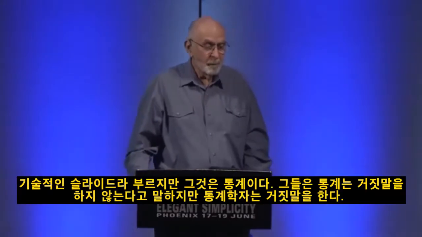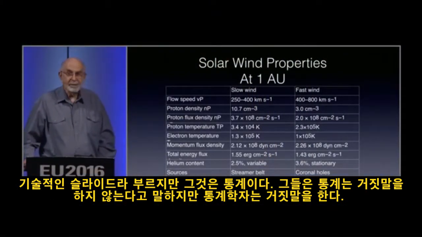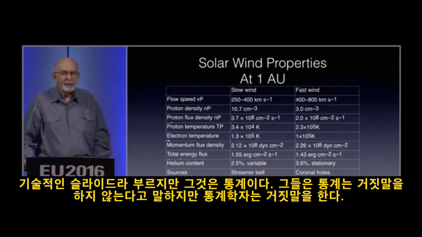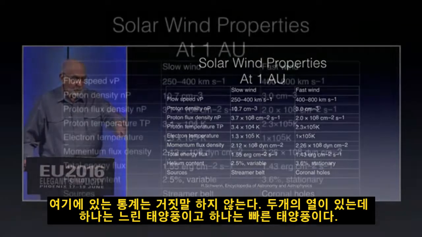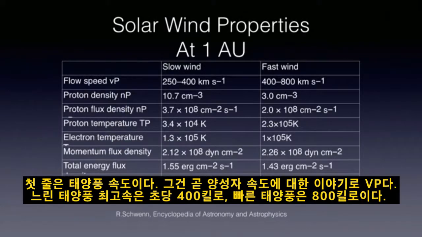Okay, one sort of just, I wouldn't call it a technical slide, but it's the statistics. What do they say? Statistics don't lie, but statisticians do. Here's the statistics, so they don't lie. The two columns are one for the solar wind and one for the fast solar wind. The first line is the flow speed, and you're talking about the velocity of protons, VP. And so the slow solar wind, the highest is around 400 kilometers per second. The fast solar wind is about 800. I hope you guys in the back can read this.